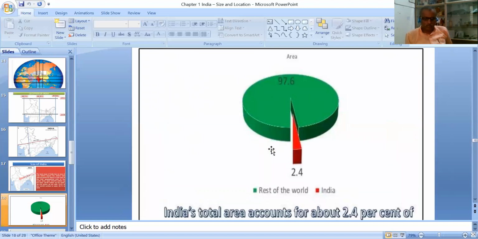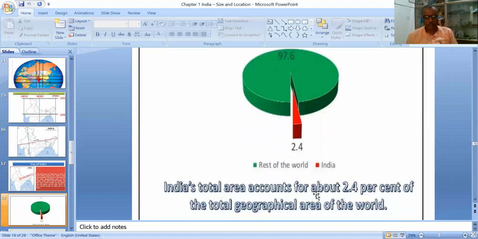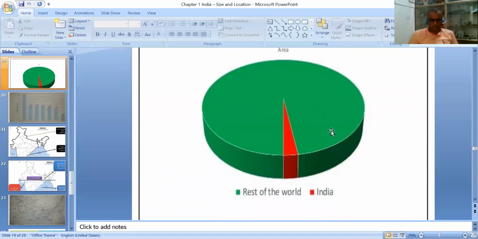We can understand this one. If we consider the whole planet, how much landmass is there, and how much land does India cover in it? 2.4% of the geographical area of the world is India. It is very big. It appears that 97.6% is not there, only 2.4% we have. So it is a very big position also. Here so many small countries will come, which you will come to know later. So the geographical area of the rest of the world is big, 97.6%.